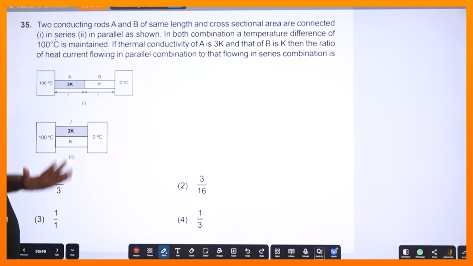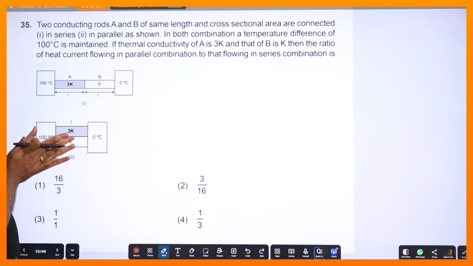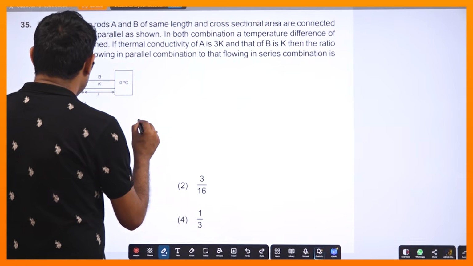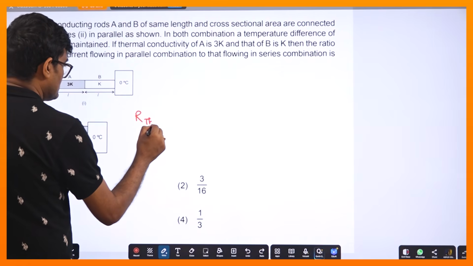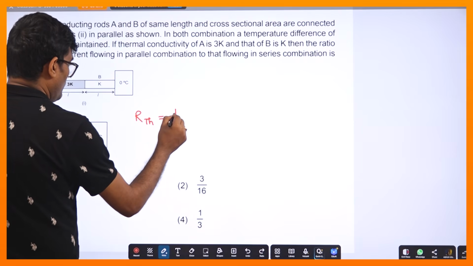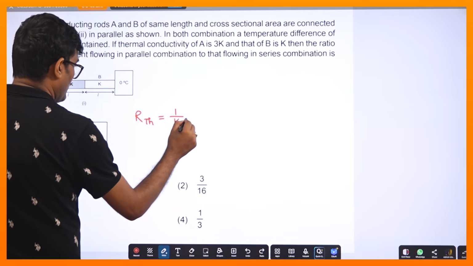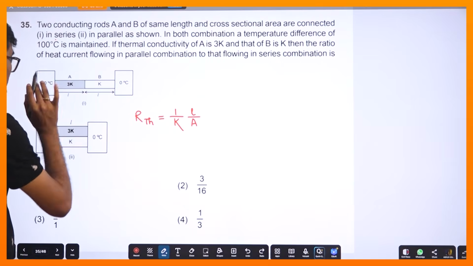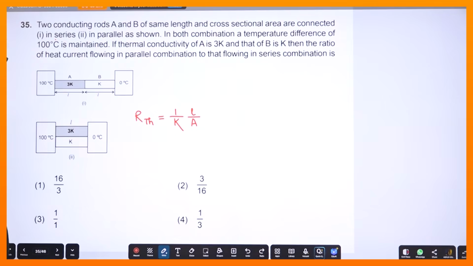Two conducting rods, same cross-section area, connected in series and parallel. In both combinations, the temperature difference is 100 degrees centigrade. If the thermal conductivity of A is 3K and B is K, then the ratio of heat current in the parallel combination to the series combination. Okay, heat current: thermal resistance is 1 by K into L by A, right? Now look, L and area both are same, right? So the resistance is inversely proportional to K.